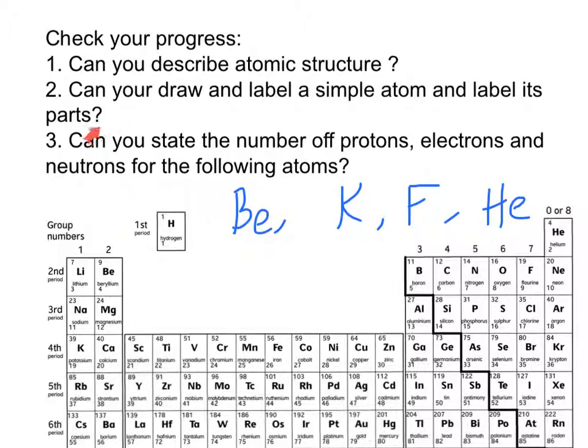It's time to check your progress. Can you describe atomic structure? Can you draw and label a simple atom and label its parts? Can you state the number of protons, electrons and neutrons for these atoms here? You can use the information in the periodic table. The answers to questions 1 and 2 are not given. They are on slide number 3, so you can go back to slide number 3 and check your answers. But the answers for these will be given. Pause the video now, try this out yourself, and then come back and check the answers.